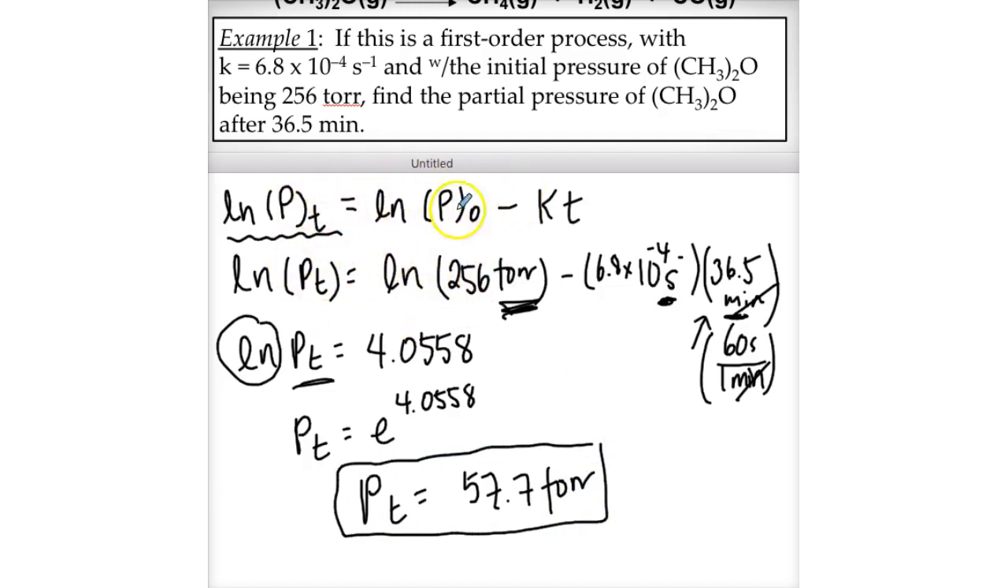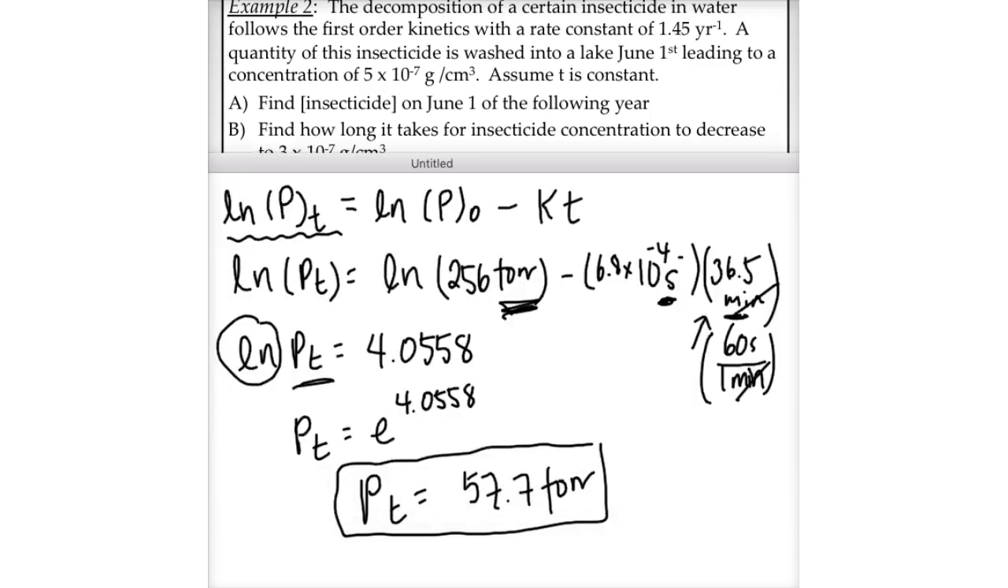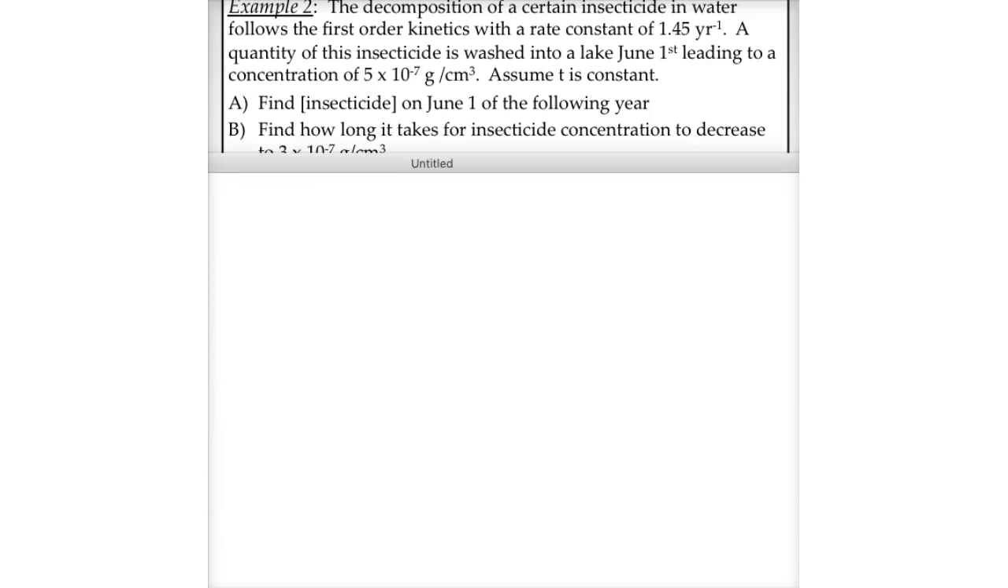You could find the pressure after a certain time, or you could find the initial pressure after a certain time has elapsed. You could find the rate constant, or you could find the amount of time that's required for the pressure to change from this to that. So we're going to try example 2 now. I'm going to try part A. Go ahead and try this on your own first, and then look at the answer after.